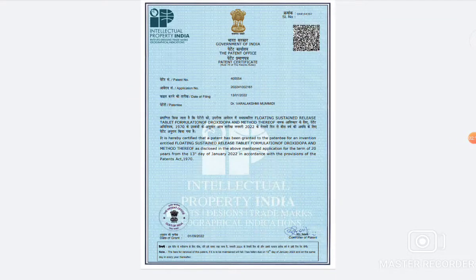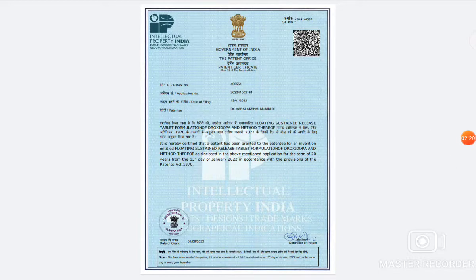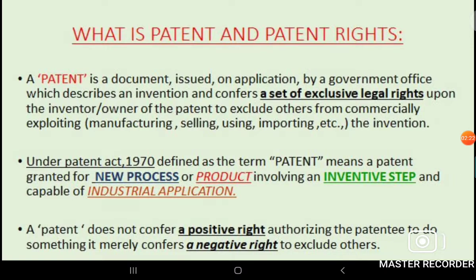Now let's shift into our actual topic for today. So we actually got a basic idea on what is a patent certificate and who is a patentee, etc. So now the concept would be crystal clear for us. So let's start. So what is a patent and patent rights?